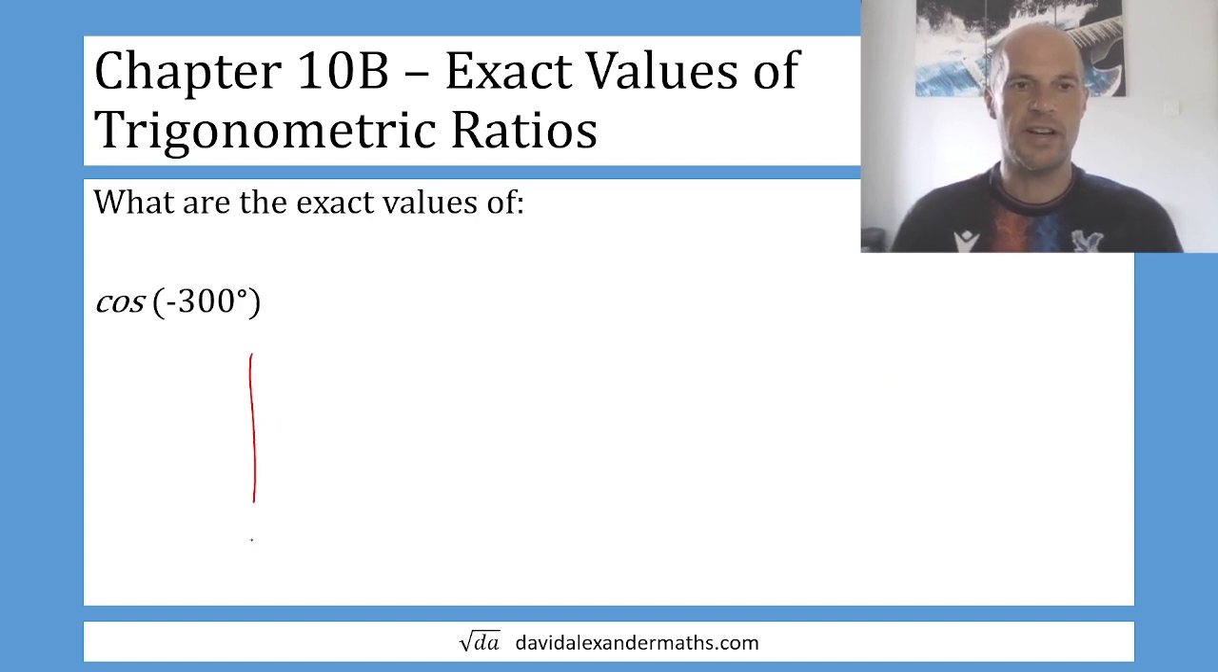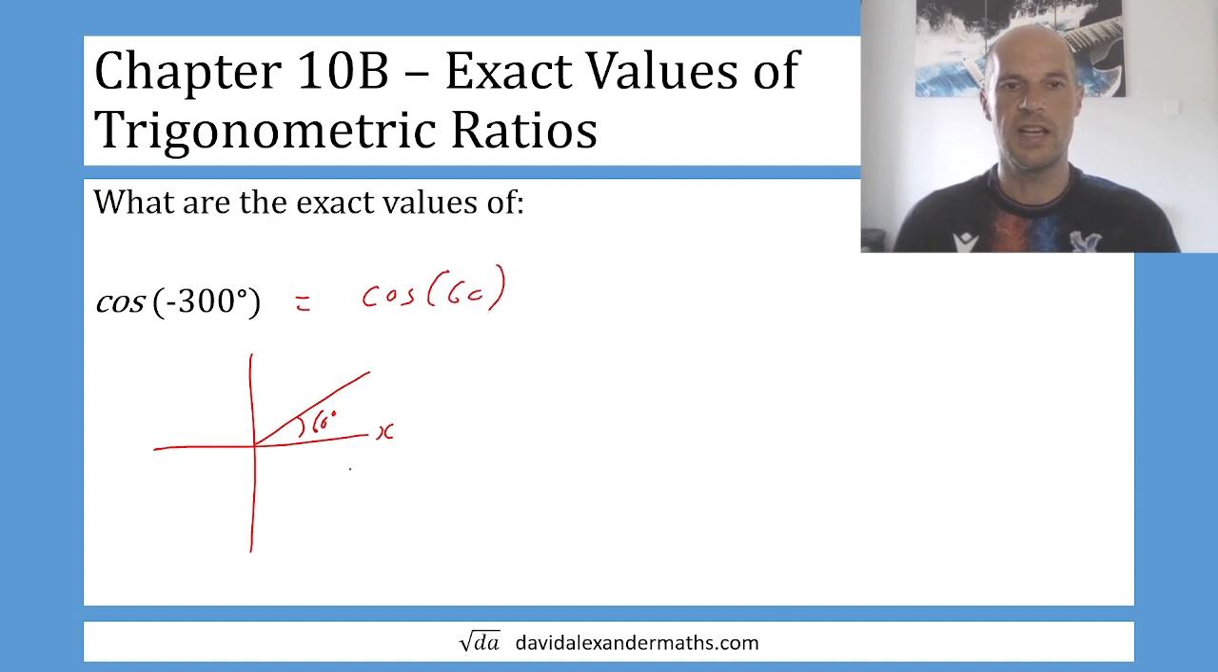Cos of negative 300, so it's a negative angle, so we're going the other way around. We're going around in a clockwise direction, and that will generate 60 degrees with the x-axis. So that is the same as either plus or minus the cos of 60. CAST. It's going to be positive cos 60 because it's in the top right quadrant. What is the cos of 60?